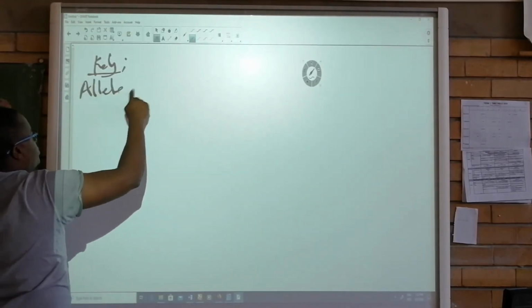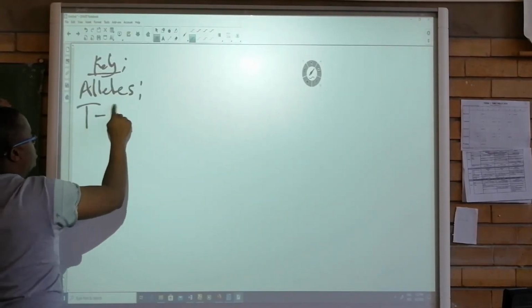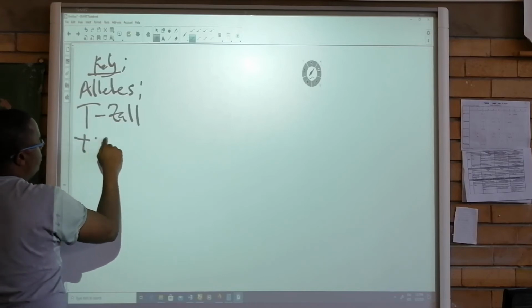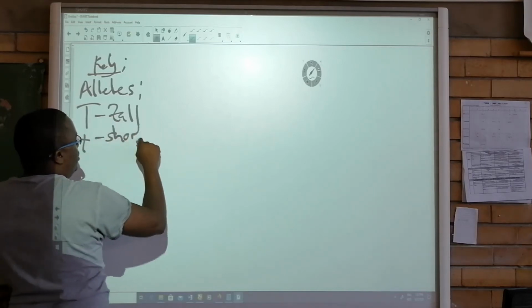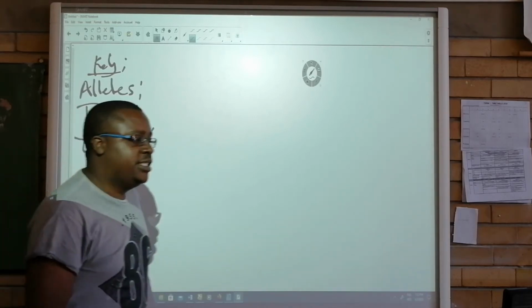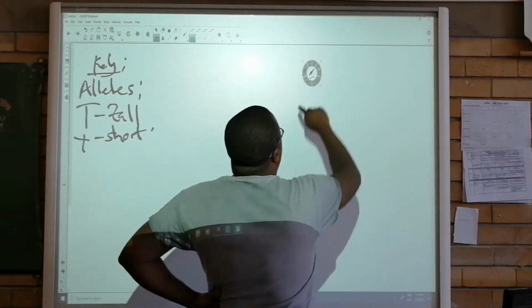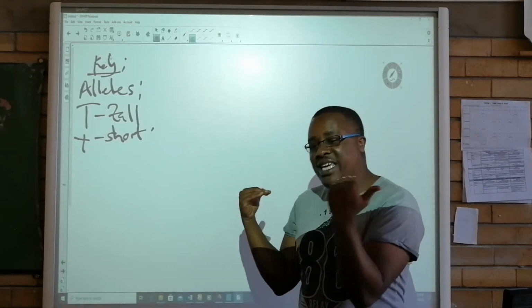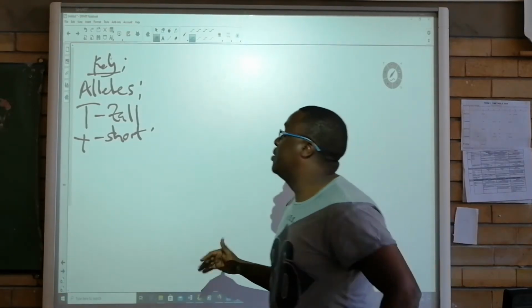Alleles. This is for tall, the tall allele. And this is for your short allele. Right. Walk with me. Again, the very beginning of it, same thing.